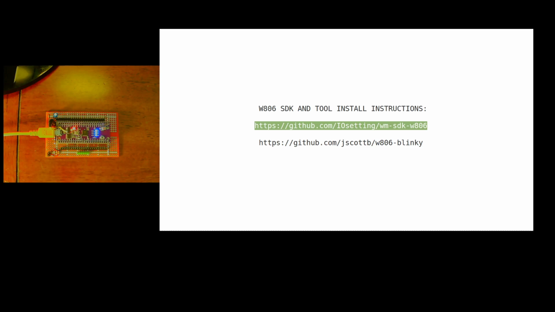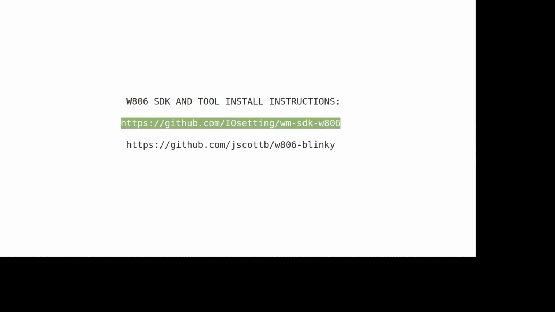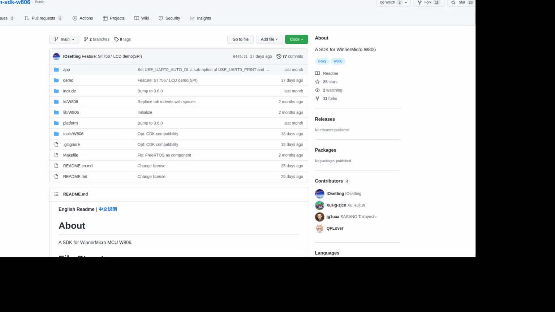Let's have a look at compiling some code for the W806 MCU. First, you'll need to get the compiler tools, and to do that, we'll go on to the web page that I have highlighted here, which is github.com/wm-sdk-w806. I'll have these links inside the description also.